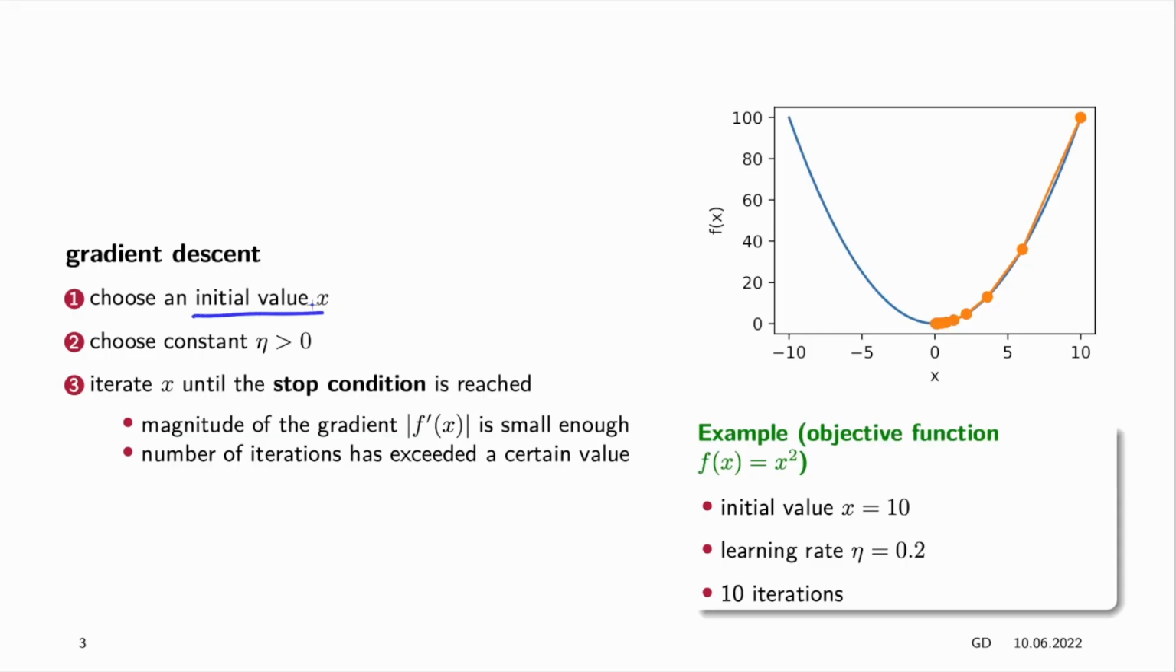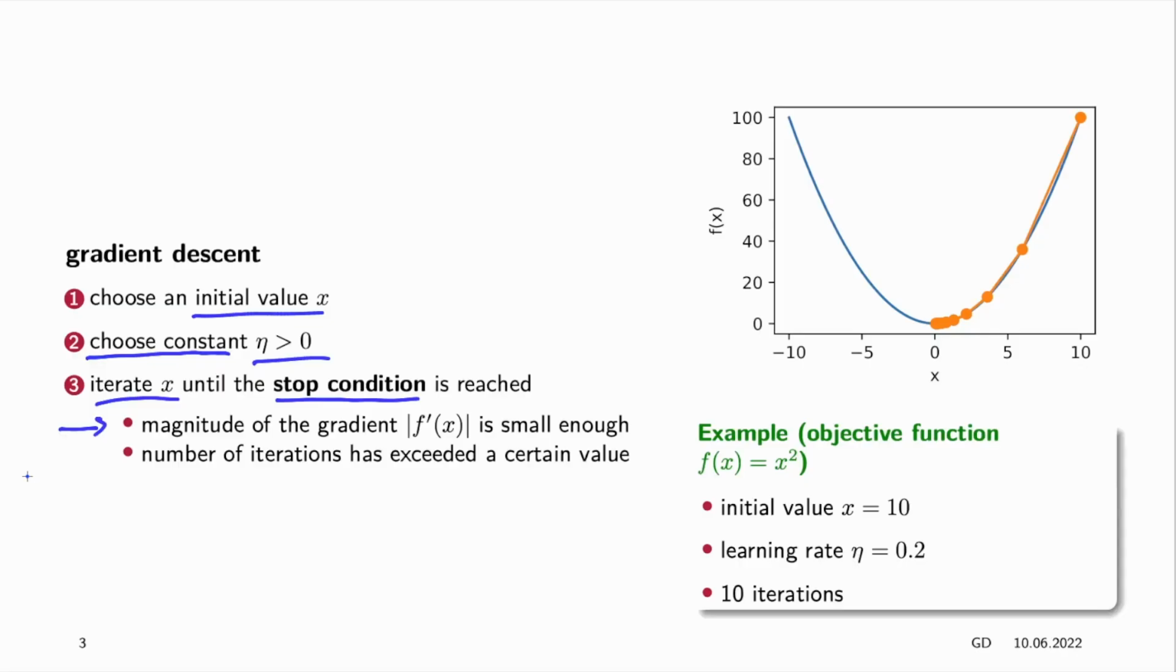That's really an example where we're starting with an initial value x, and then we choose our small learning rate, eta, larger than zero, and now we iterate using this update rule until a stop condition is reached. The typical stop condition is that you measure the magnitude of the gradient, or in our one-dimensional case, the absolute value of the first derivative. If this is small enough, so smaller than some, say, 10 to the minus 6, so a small constant, then you would stop your gradient descent.